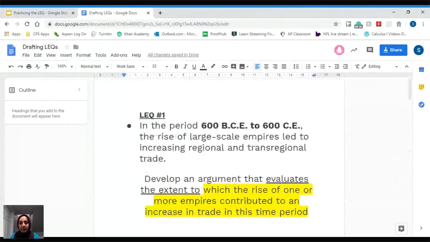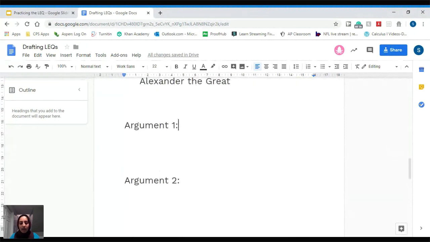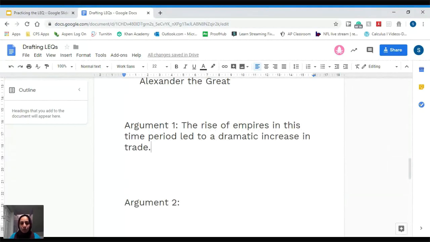You can either say, yes, the rise of empires mainly led to an increase in trade, or no, the rise of these empires did not really lead to an increase in trade. And I think we can all agree that the rise of empires mainly led to an increase in trade. The rise of empires in this time led to a dramatic increase in trade. So again, it's asking how much. So I'm going to include this word dramatic, or some descriptive word that shows that the increase in trade was a lot and not just a little.